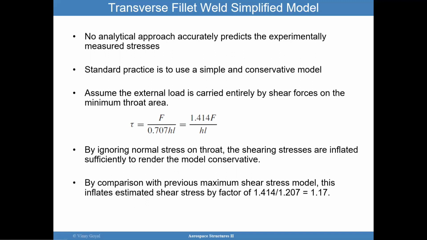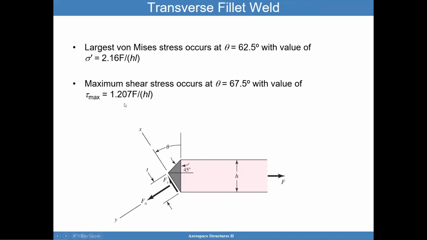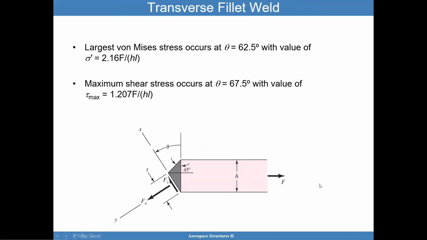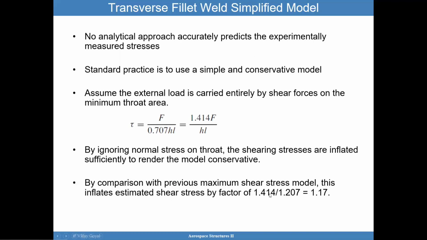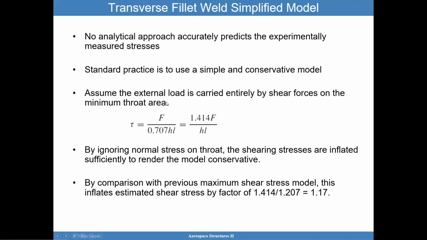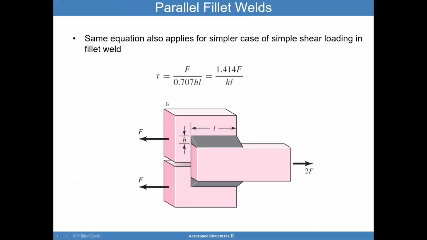By comparison with the previous maximum shear stress model, this particular formula overestimates this one by a factor of 1.17. So it's not too different from the one I showed here, 1.41 versus this one right here for the maximum shear stress formula. Parallel fillets can also be treated the same way. Now H is this distance, L is that distance, and then tau is calculated using this formula. And it can be applied.